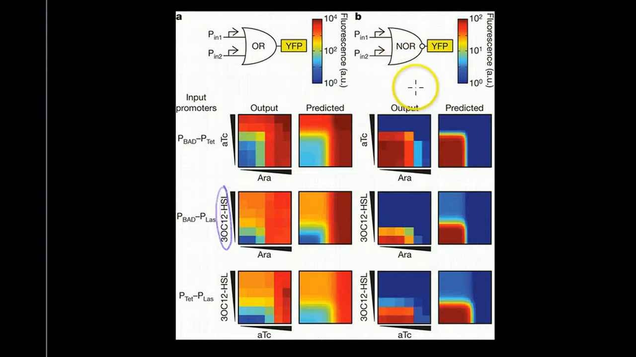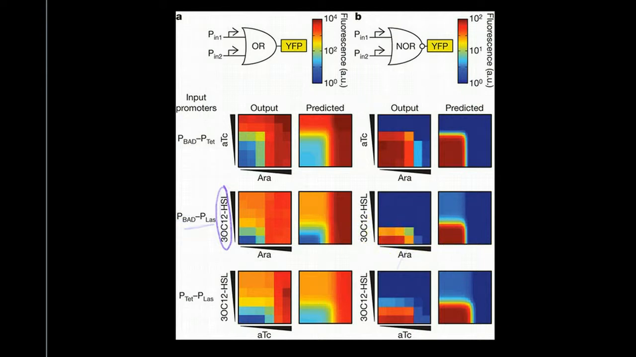So the predicted transfer function for the 6 gates are shown right here. And now I think we already discussed the PBAD and PTET from the previous figure, but let's look at the PBAD and PLAS logic gate, and you can see you get similar results.